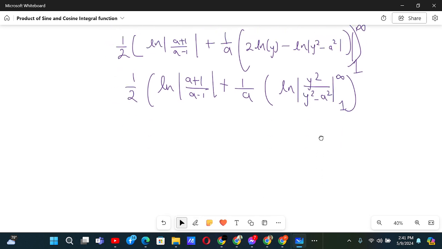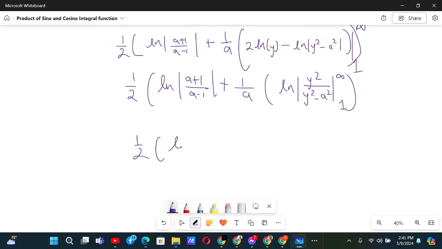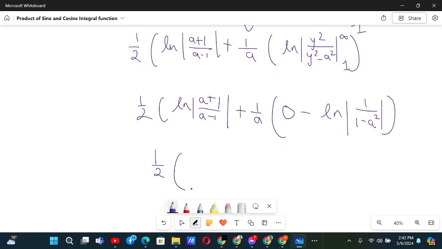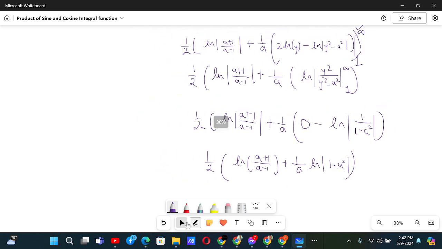Yes, so we have 1 by 2 ln of a plus 1 by a minus 1 plus 1 by a. At infinity, this is ln of 1, which is 0, minus ln of, at 1, this is 1 by 1 minus a square. Yes, so we have 1 by 2 ln of a plus 1 by a minus 1 plus, now reciprocating this we get minus sign, so minus minus becomes plus, 1 by a ln of 1 minus a square. Yeah, now is there anything else that we can do for this?